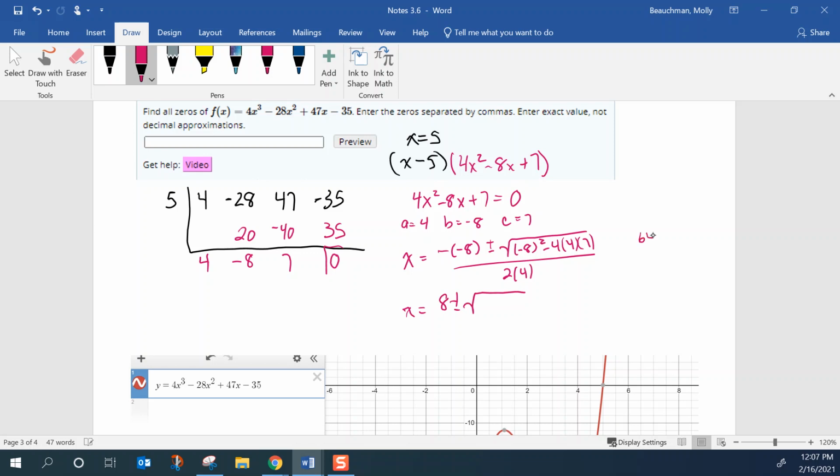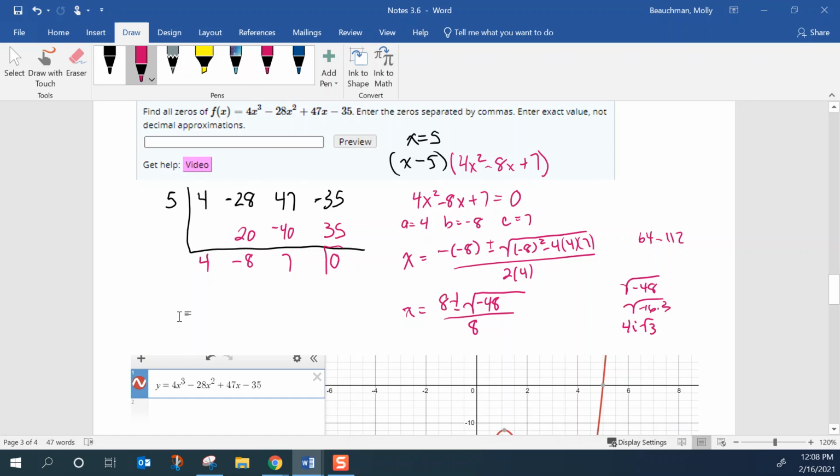That's going to be 64 minus 112, which ends up being a negative 48 inside the square root over 8. Now I simplify. 48 is divisible by 16. The square root of negative 48 is the square root of negative 16 times 3. So when I take the negative 16 out, it becomes 4i square root of 3.